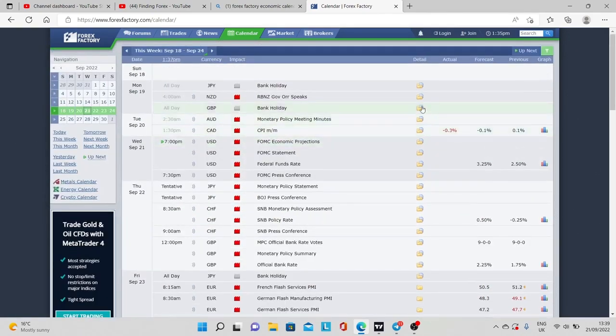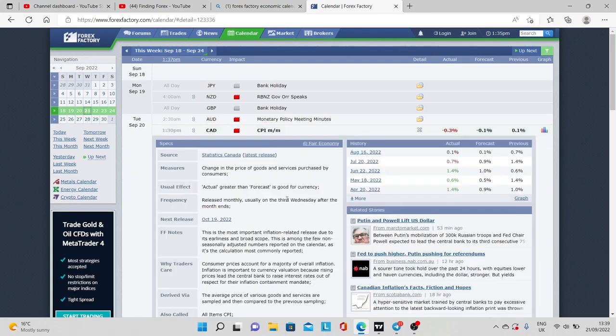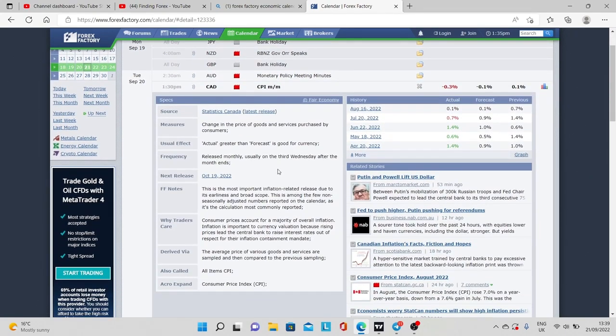So if we look down here, we've got the details, okay? So if we go into something, so we've got the CPI news for the Canadian dollar. If we go into this docket here, okay, this will pretty much give us an insight into what's going on behind the curtain, okay? So the source, and this is where it tells us the source, where does this information come from? It says the statistics, we got there eventually, of Canada, okay? And then it measures the change in the price of goods and services purchased by consumers. So this is measuring inflation.